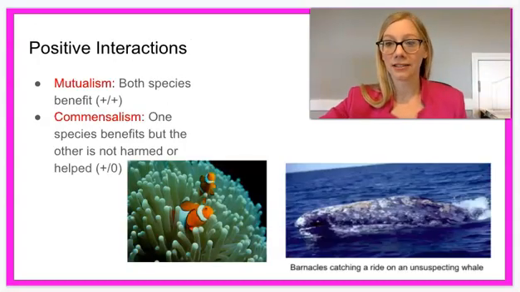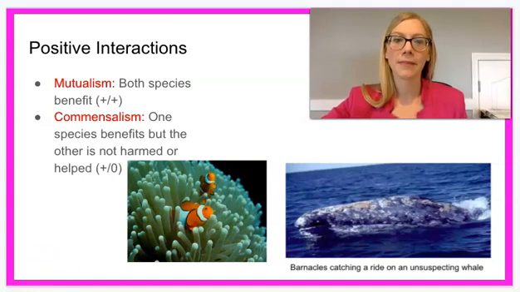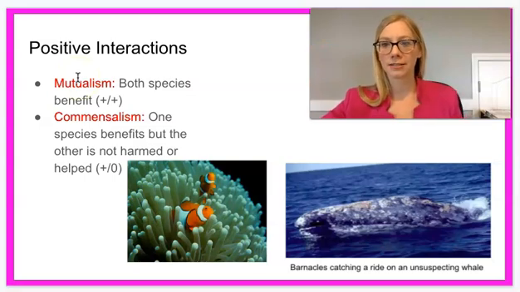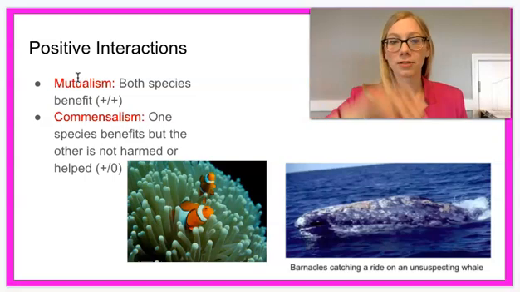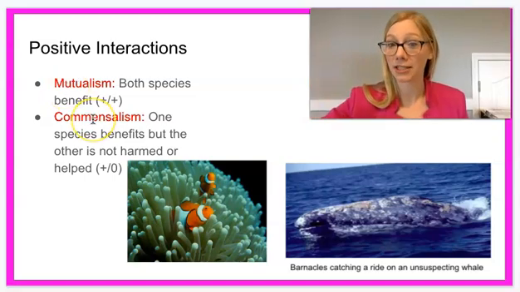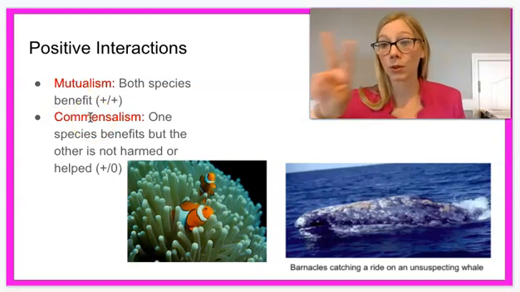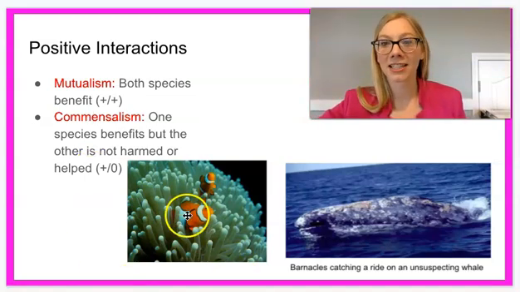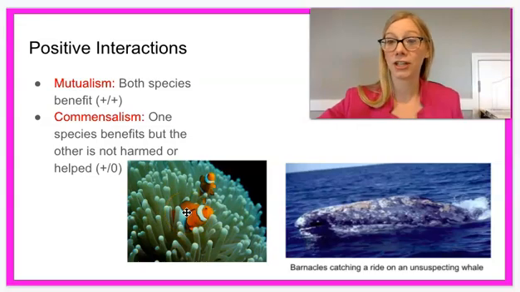So what are some positive interactions between species, right? Well, the first one, these are called symbiosis, right? Different organisms interacting together is just symbiosis. So when we talk about symbiosis, we can talk about mutualism and commensalism. Mutualism is where both species benefit from their interaction together. And the classic example of this is your clownfish and the anemone.